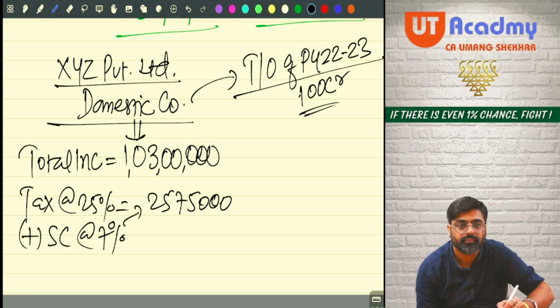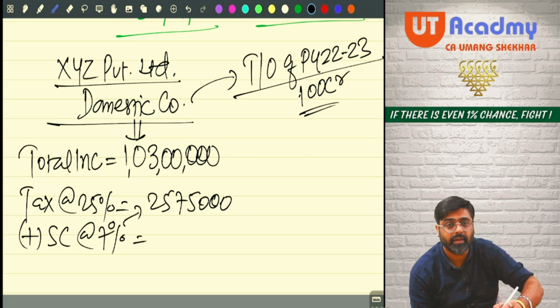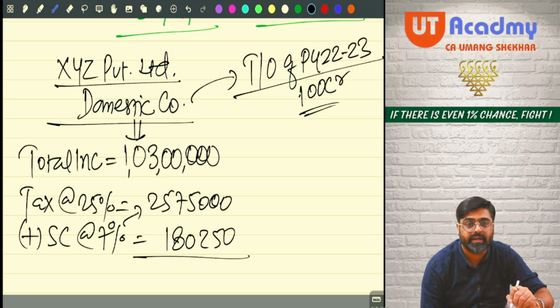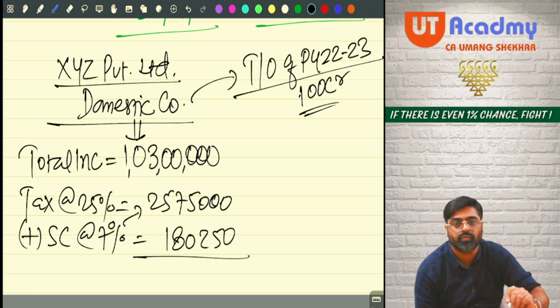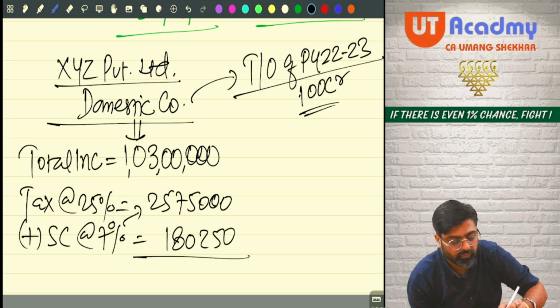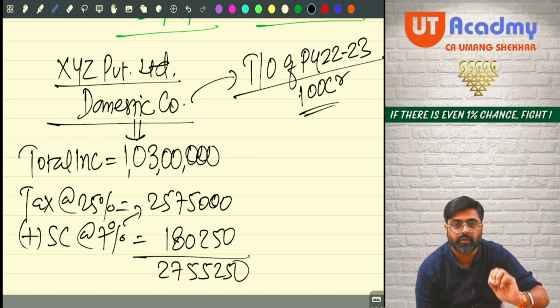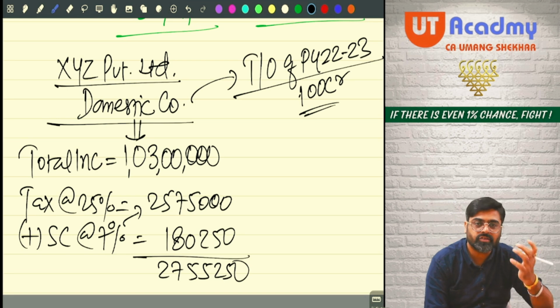Calculate please. How much is the amount? Tell me. 1,80,250. Now add both these amounts. 25,75,000 plus 1,80,250. Add these two. 27,55,250. Now wait. Let's check.